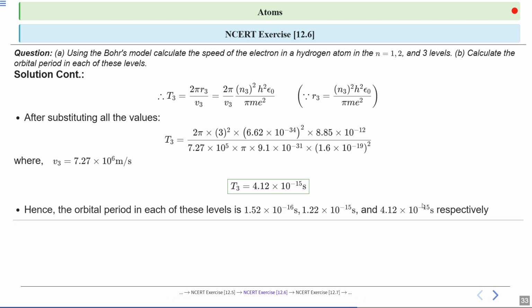To summarize, the orbital periods for the first three energy levels are 1.52 times 10 to the power minus 16 seconds, 1.22 times 10 to the power minus 15 seconds, and 4.12 times 10 to the power minus 15 seconds, respectively, for n equal to 1, n equal to 2, and n equal to 3.